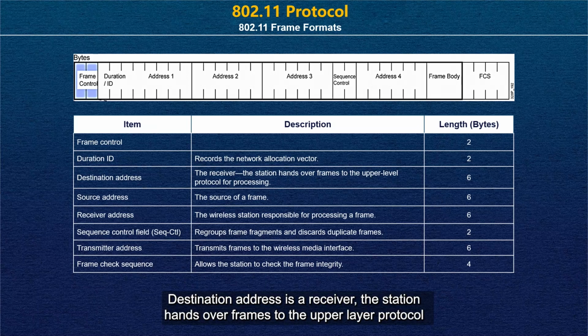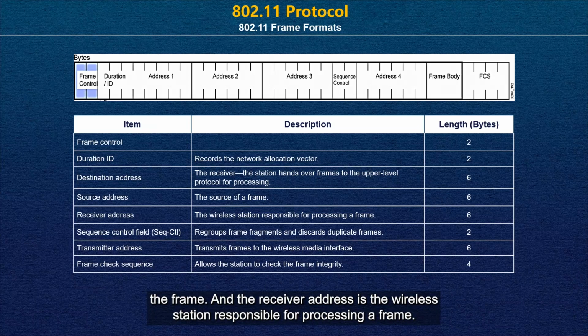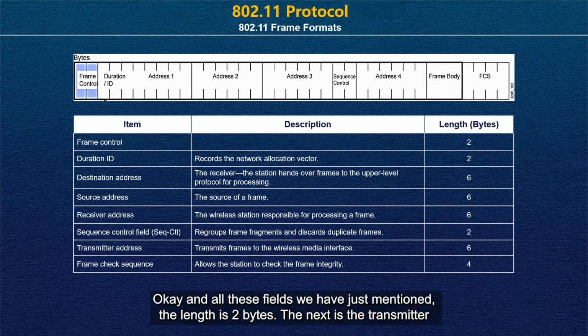Destination address is a receiver. The station hands over frames to the upper layer protocol for processing, while the source address is quite easy to understand, which represents the source of the frame. And the receiver address is the station responsible for processing a frame. Okay. Next is the sequence control field, which regroups frame fragments and discards duplicate frames. Okay, and all these fields we have just mentioned, the length is 2 bytes.